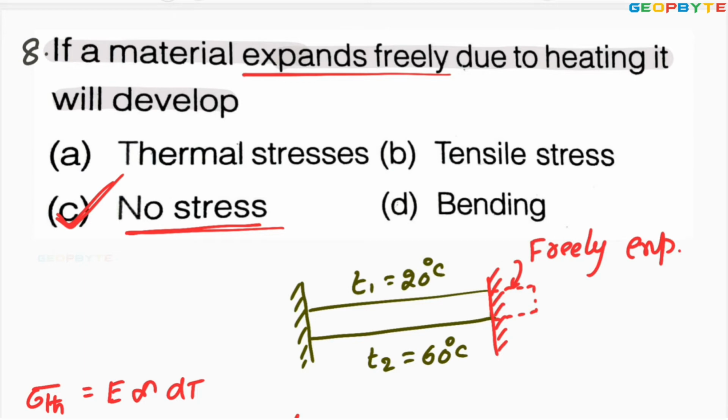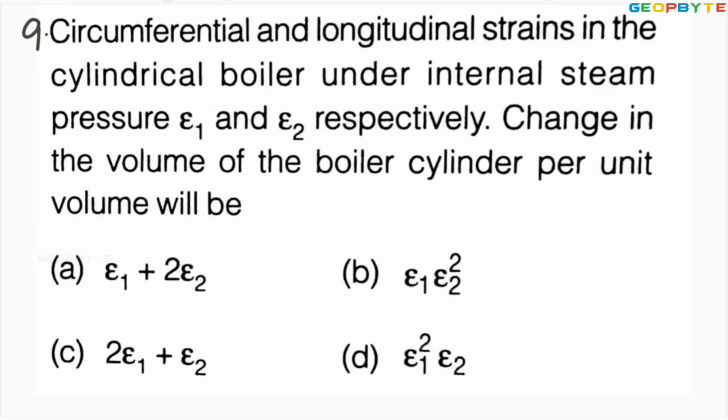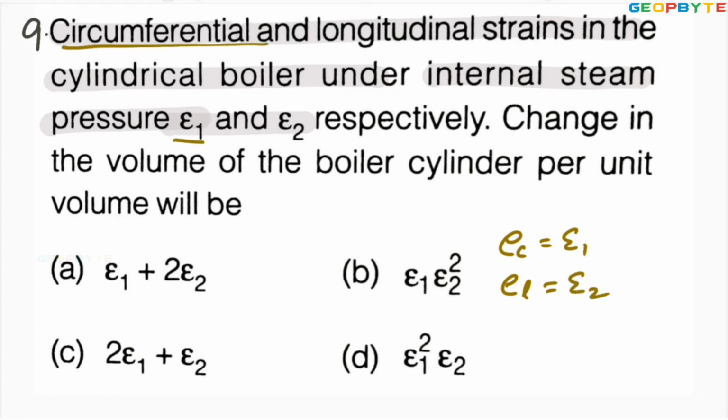Let us take one more problem. Look at the 9th problem. Circumferential and longitudinal strains in the cylindrical boiler under internal steam pressure are epsilon 1 and epsilon 2. Here, circumferential strain is given as epsilon 1, longitudinal strain is given as epsilon 2, orderly. The first given value is circumferential strain, the second given value is longitudinal strain.